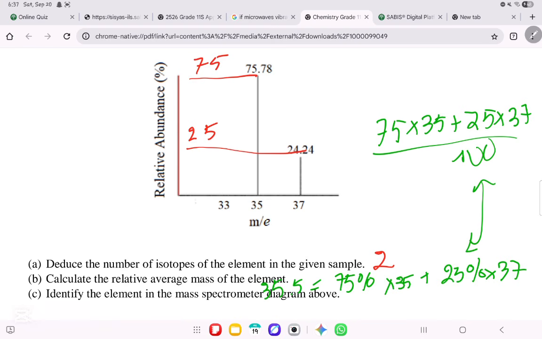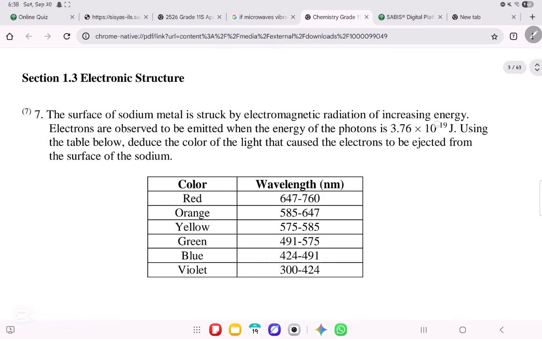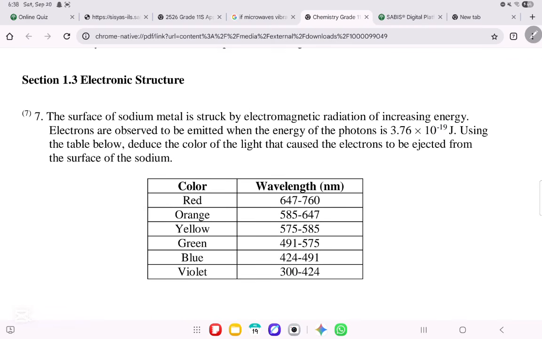Now identify the element using the mass spectrometer. You will look up, you will see which one has an atomic mass, or like a relative average mass, of 35.5. It is chlorine, Cl. So that's pretty much it for 1.2. We'll move on to 1.3. What does it say in 1.3?